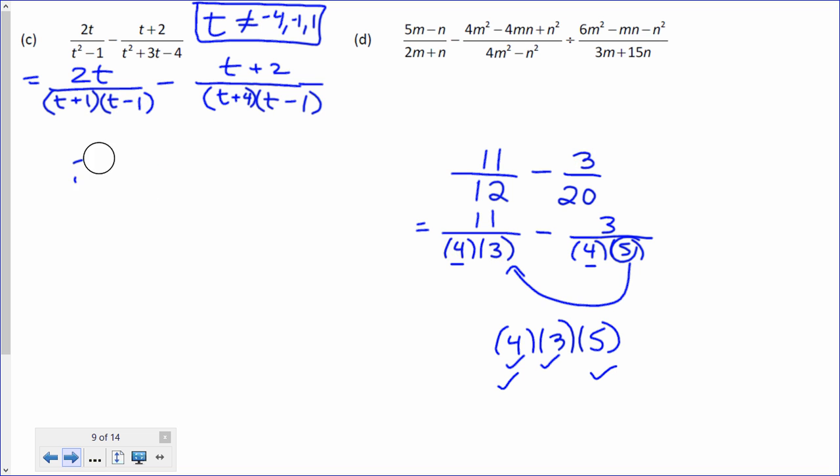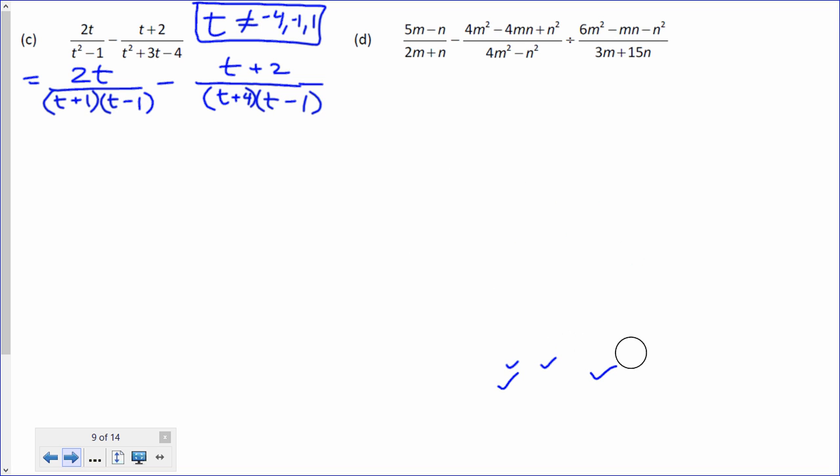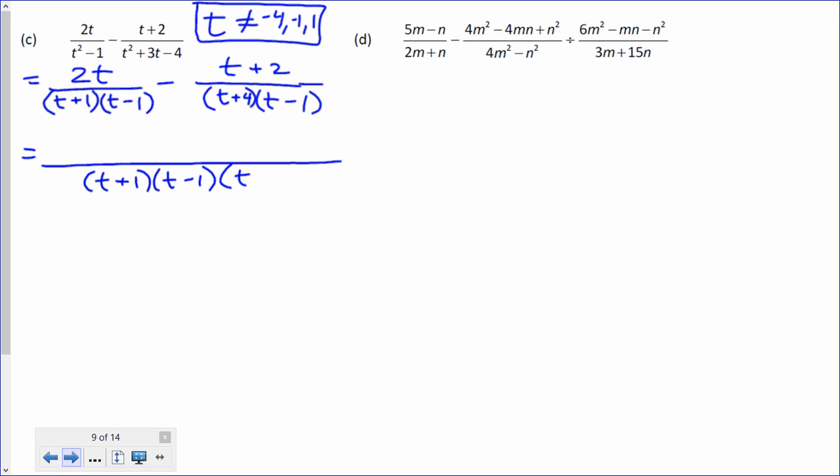So here's what I'm going to suggest, just to save you a bit of time. As soon as you see you're about to write this with a common denominator, I was about to in the last one, and you guys kind of went, what's happening? So hopefully you're seeing this here. Do we all agree that the common denominator for the first and the second is t plus 1 times t minus 1? So it's the denominator of the first, and then what extra piece do I need? The t plus 4.